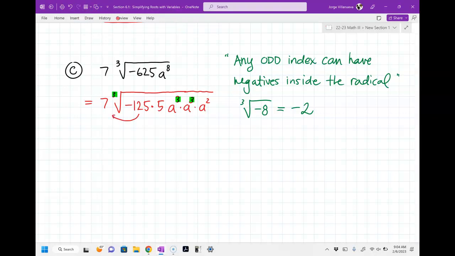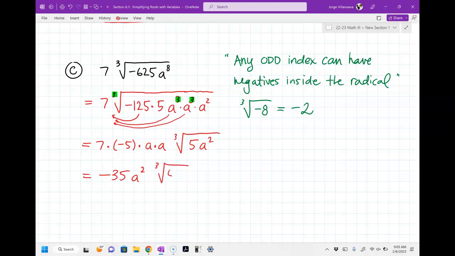It's going to become a negative what? What's the cubed root of 125? 5, right? So it's going to be a negative 5. So here we go. 7 times negative 5 times a cubed root of 5a squared. Oh, by the way, I didn't draw these, but this should have come out. This should have come out as well. I know I said it, I forgot to show it. So 7 times negative 5 times a times the cubed root of 5a squared, because that's all that's left over. There's no cubed root of 5, and I can't take out an a squared. The power is too small. So my answer, negative 35 a squared cubed root of 5a squared. That's my final answer to this one.